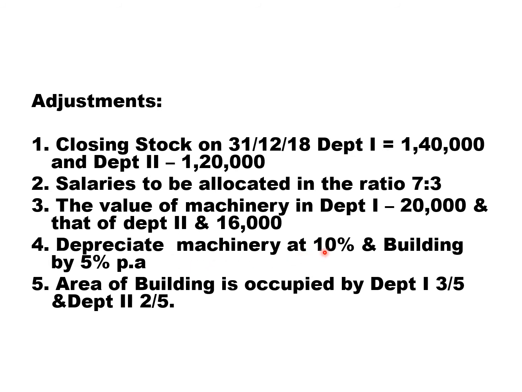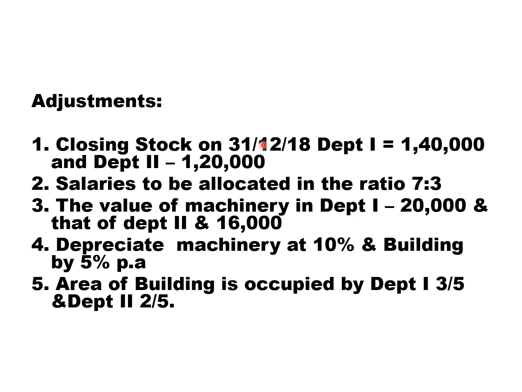Depreciate machinery at 10% and buildings at 5%. So machinery and building depreciation to be calculated on the value mentioned in the trial balance. So what is mentioned in the trial balance, on that value you should calculate depreciation. And they have not mentioned how depreciation has to be distributed, so distributed equally. Area of building is occupied by department 1 3/5, department 2 2/5. That means rent to be distributed in 3:2.